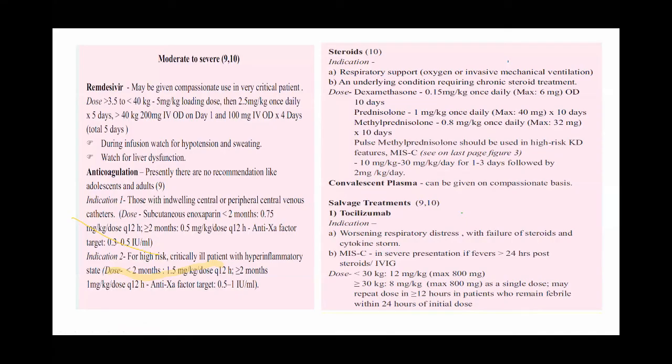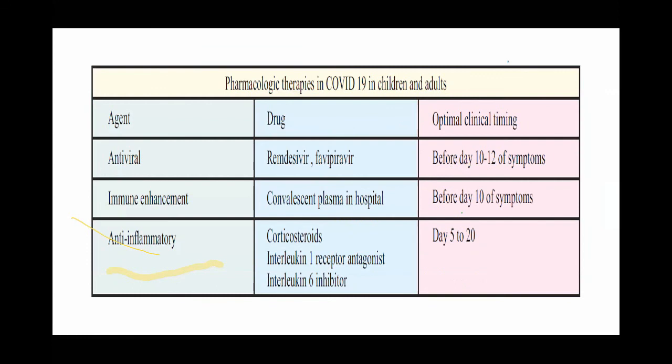These are basically the doses in pediatrics. Don't want to go into detail. Basically, these are the doses in pediatrics for the steroids, remdesivir, anticoagulation. I can share it with you later on. So the antiviral drugs are remdesivir and favipiravir. Immune enhancement is convalescent plasma, and anti-inflammatory is corticosteroids and the interleukin 6 receptor antagonist, that is tocilizumab. It can be given from day 5 to day 20.